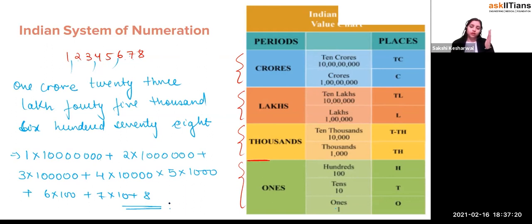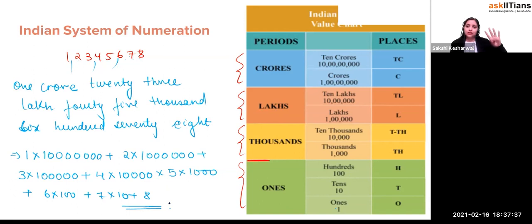So once, then tens will have 1 zero, 100 will have 2 zeros, 1,000 will have 3 zeros, right? 10,000 will have 4 zeros, lakh will have 5 zeros, 10 lakh will have what? 6 zeros, crore will have 7 zeros, and then 10 crores will have what? 8 zeros, right? Or you can either count the number of digits.